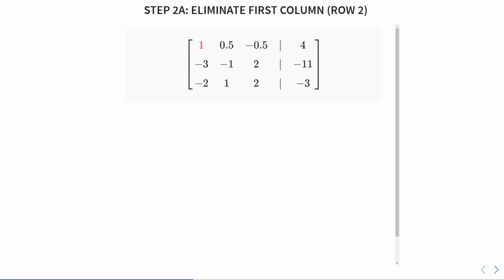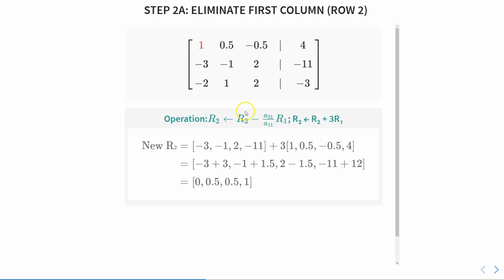So this is the matrix. Now what I am going to do is make this element 0. How will I do that? So here the operation is R2 minus A21 by A11 times R1. That will give the new R2. So here minus A21 by A11 is nothing but 3. So new R2 will be R2 plus 3R1.